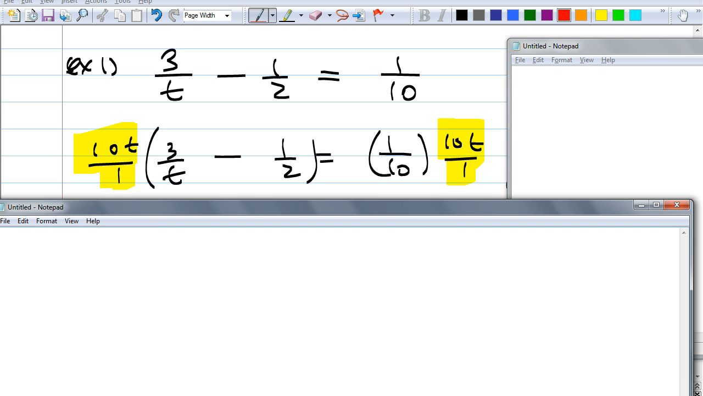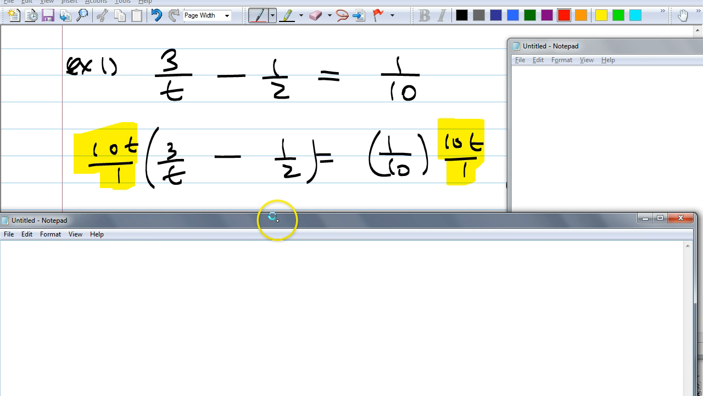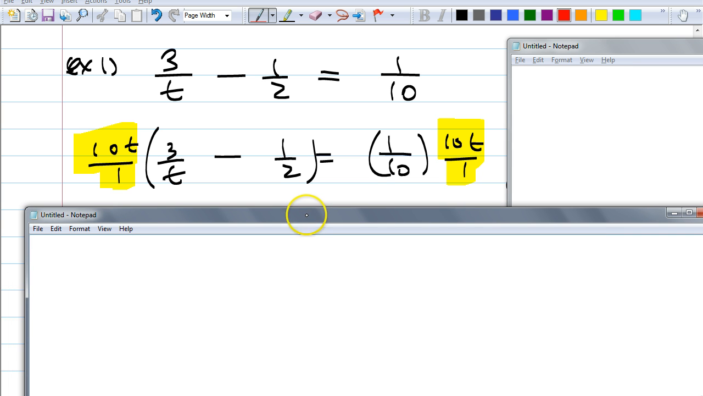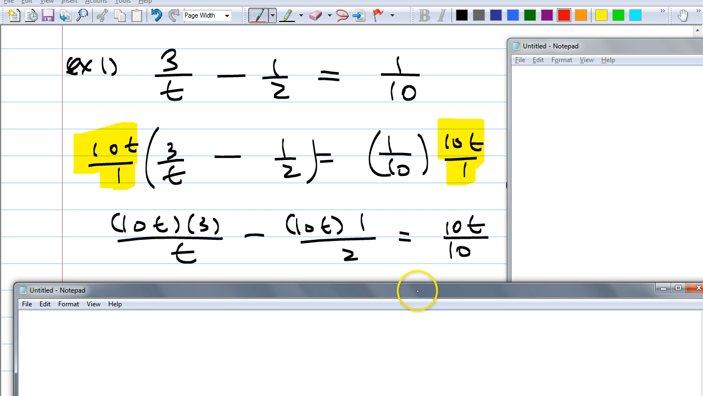Okay, here we go. Who can tell me what we get here? Justin, can you tell us? 30t over t. Right. And what happens with the t's? They cancel out. Right. So just write down exactly 30t over t, minus 10t over 2, and on the right side we get 10t over 10. Exactly, 10t over 10.